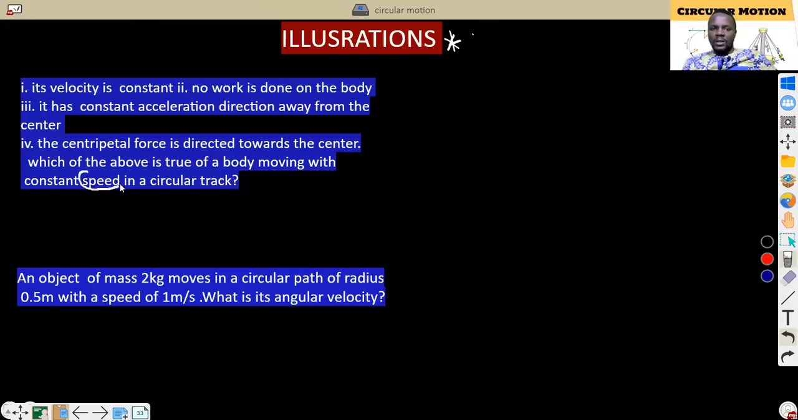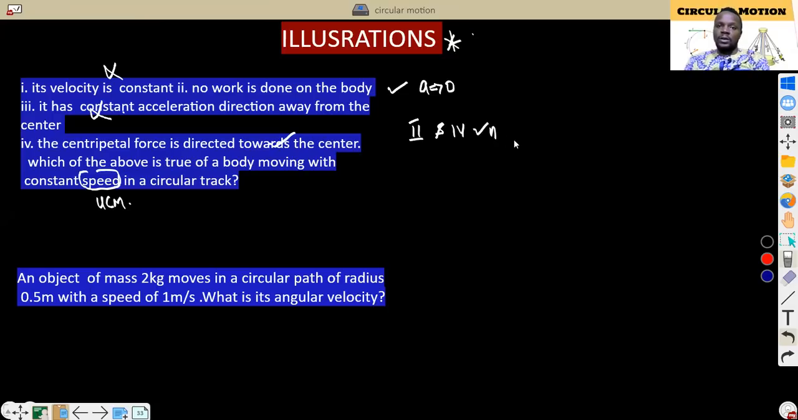If it is moving in constant speed, that is what we are talking about, uniform circular motion. What happened? Velocity is not constant. Velocity is changing. We've talked about that. It is the speed that is constant. No work is done on the body. Correct, because the force is what? Your acceleration is equal to 0. When a body is not accelerating, there is no work done. Fine. It has a constant acceleration always directed away from the center is wrong. Acceleration is directed inward. Centripetal force is inward. The centripetal force is directed towards the center. It's absolutely correct. So the correct answer here is Roman figure 2 and Roman figure 4. So keep that in mind.